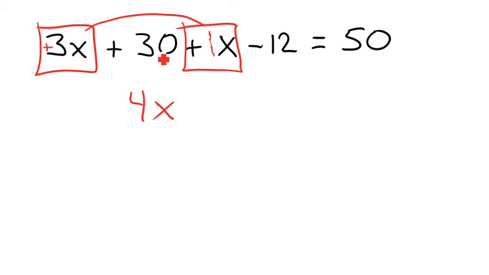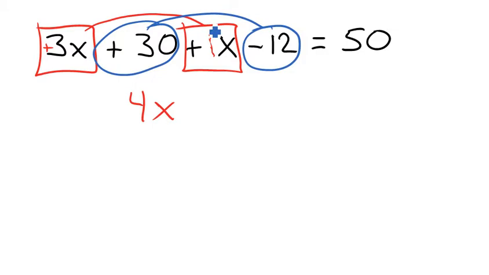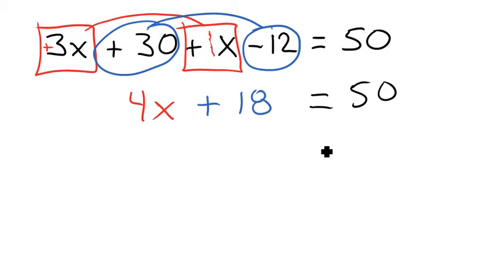And then I have this right here. I have positive 30 and negative 12. So I have 30 minus 12. 30 take away 12 would be, what's that, 18? Positive 18. And then you bring down the rest. Alright, so I had to go ahead and combine my like terms first.